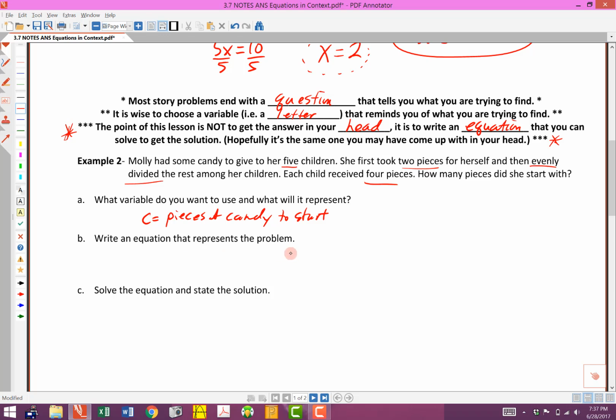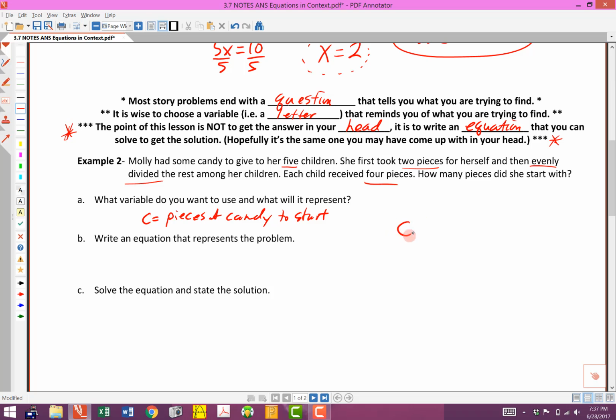Now this really is the key issue that we're dealing with today. So let's think about it this way. She had some candy to give to her 5 children. We don't know how much candy she had, so let's say C is what she started with, and let's see what she did first. First, she took 2 pieces for herself. So the first thing she did is she grabbed 2 pieces for herself. Wanted to make sure she had a little bit.